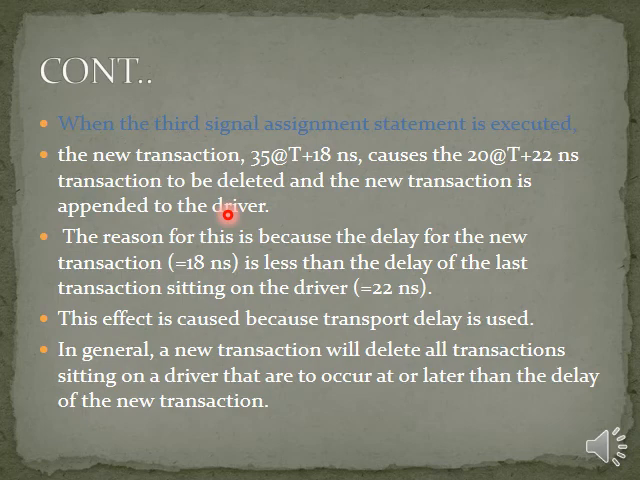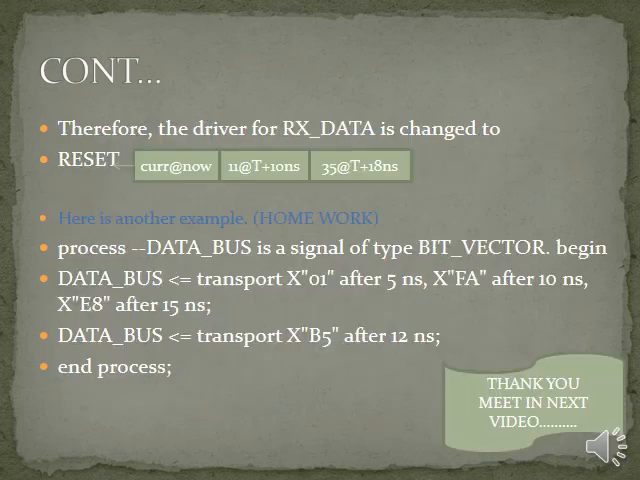Why does it happen? This is because the new transaction delay of 18 nanoseconds is less than the 22 nanoseconds. This happened because of the effect caused by the transport delay. In general, a new transaction causes all the transactions on the driver that are to occur at or later than the delay of the new transaction to be deleted. So we are going to see the final change here.